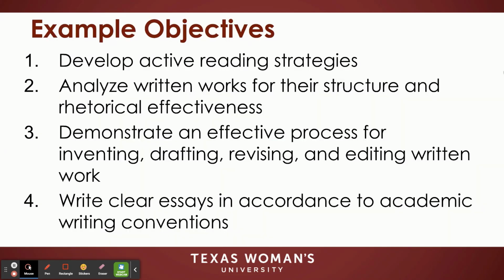The example objectives that I've given here are: students will be able to demonstrate active reading strategies. They will be able to analyze written words for their structure and rhetorical effectiveness. They'll be able to demonstrate an effective process for inventing, drafting, revising, and editing written work. And they will be able to write clear essays that are in accordance with academic writing conventions. These are objectives that are easily measured because we will be able to point to specific assignments where students have analyzed rhetorical concepts and demonstrated effective reading and writing.